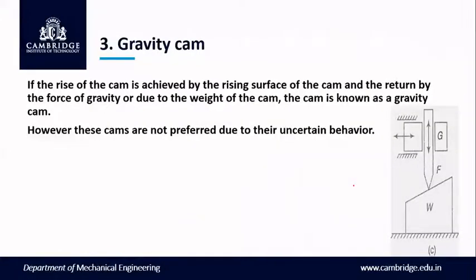The third type of cam is the gravity cam. As the name itself indicates, here we will not use any pre-compressed spring. The rise of the follower is achieved by the rising surface of the cam, and the return of the follower is due to gravity force or the self weight of the follower. Therefore, it's also called a gravity cam. However, this type of cam is not preferred because we can't predict the motion of the follower.